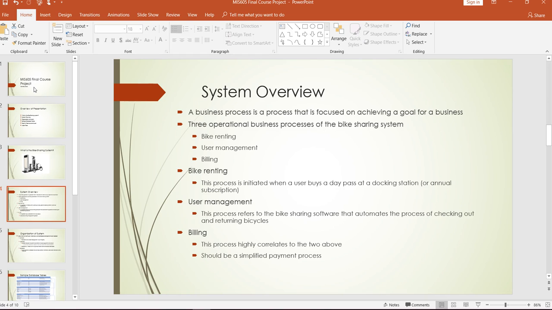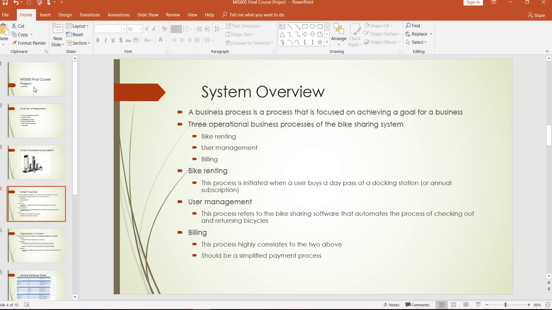The second business process is user management. For this system, this process refers to the bike sharing software that automates everything from checking out the bike to the end of the transaction, where the bikes are returned. That's a very complex thing. It's not quite as easy as it sounds. This user management system needs to be able to do a lot of different things. It needs to compute, for example, the time from when the bike is checked out to when the bike is returned. It needs to know what station the bike was rented from and what station the bike was returned at, so that it can keep track of the inventory at the various docking stations that exist.